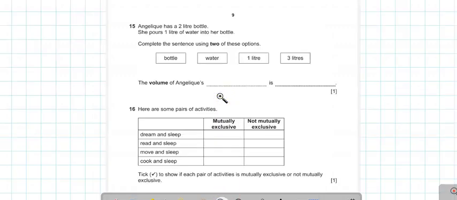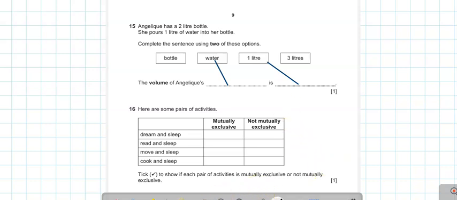Question number 15. Angelique has a 2 liter bottle. She put 1 liter of water into her bottle. He wants to complete this sentence using 2 of these options. Okay, the first option, the volume of Angelique's water is 1 liter because she has a 2 liter bottle and she just put 1 liter of water in it.